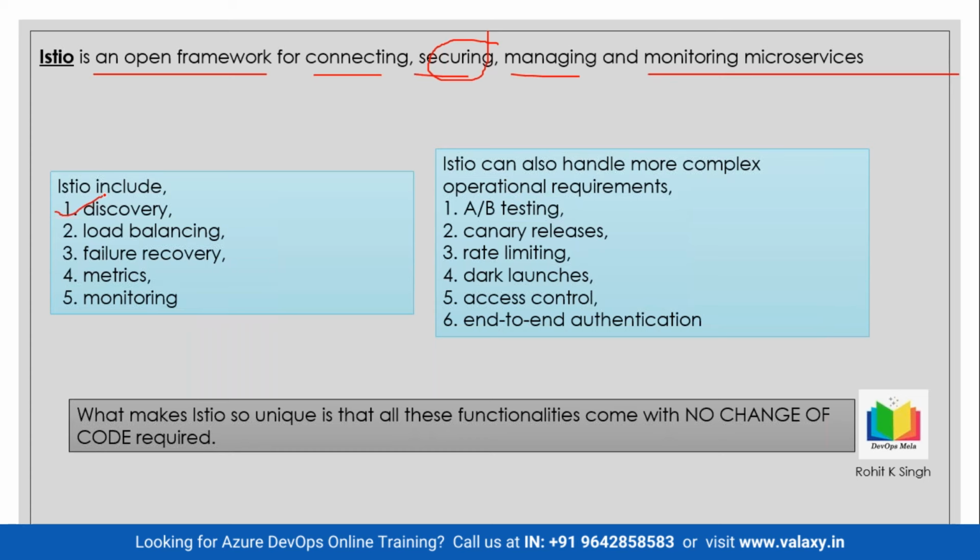Now, what all things does Istio do? It does service discovery. It can also do load balancing. These are additional features of Istio. It can do failure recovery. It can provide you with telemetry, which you can later monitor as well. All those metrics will be provided by Istio. Later we will integrate these metrics with Prometheus, Grafana, and Kiali. These are all monitoring tools which will help you monitor what is exactly happening.